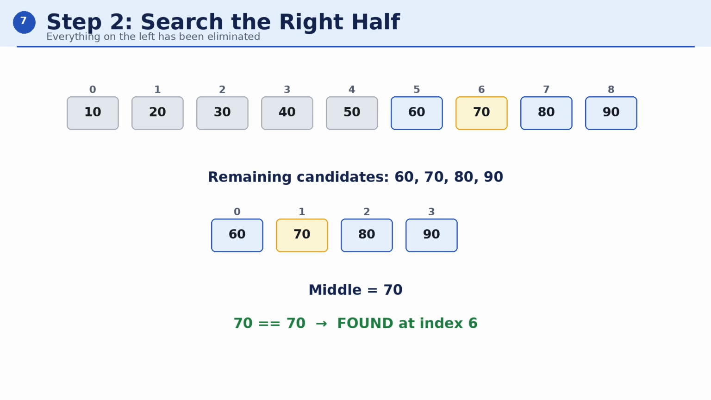Again, we don't start from 60. We calculate the middle of this remaining search space. The middle value is 70. Now compare it with our target. Target is 70 and middle is also 70. They are equal. So we have found our target. The search is finished. We don't need to check 80 or 90.